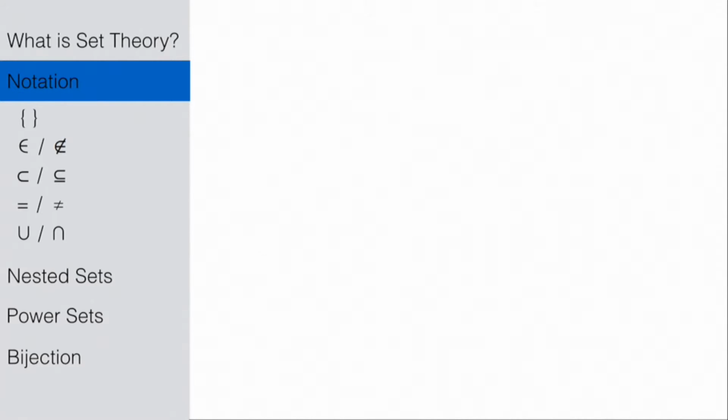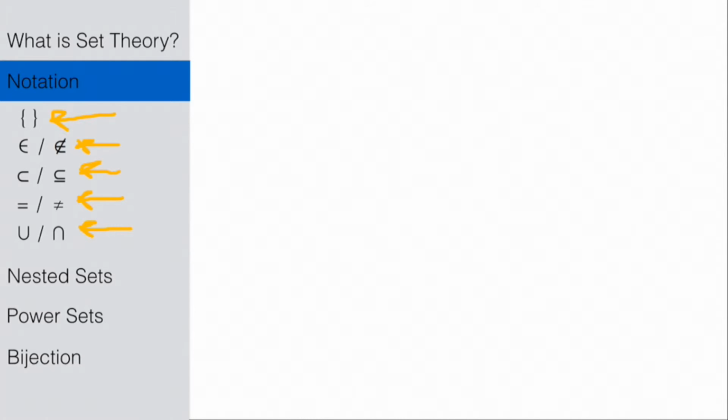So we just saw a lot of notation for set theory. We covered the curly braces, which are used to represent sets. We saw the element of symbol, the subset symbols, the equality symbols, and the union and intersection symbols. If you're fuzzy on any of these, I recommend going back and rewatching the notation section.